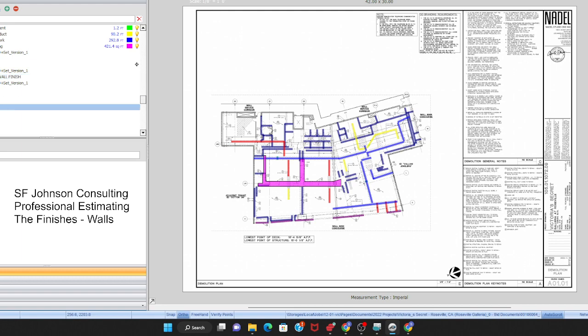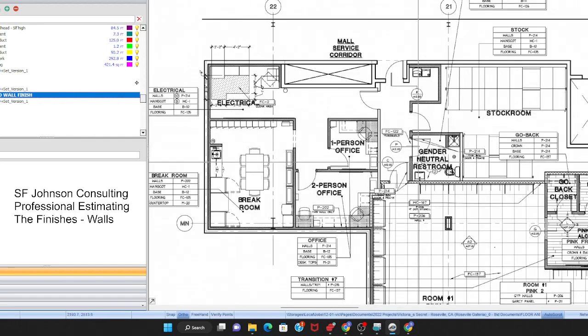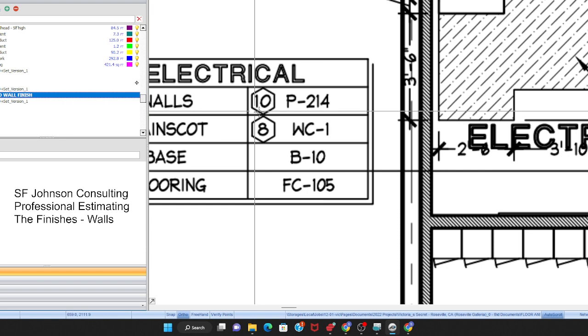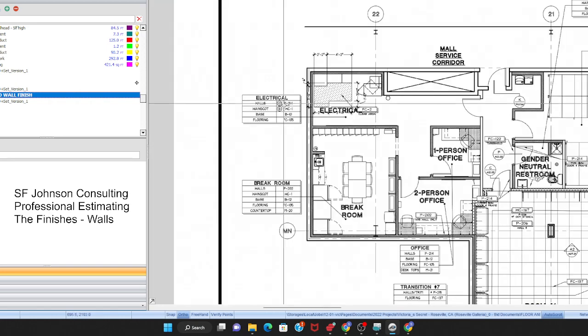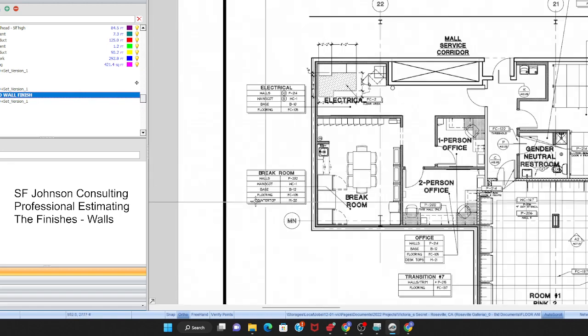Wall finishes. Just like every other finish, we need to look to the finish plan. So we're doing the wall finishes. In the finish plan, it gives us one of these little boxes for each of the rooms. For the walls, it gives us a note 10 we have to look at. In this room, it appears the walls are P214 for this room and P202 for this room, and so on and so on.